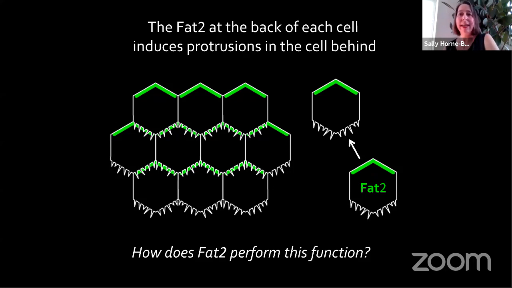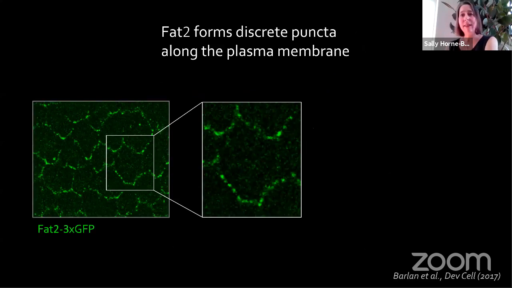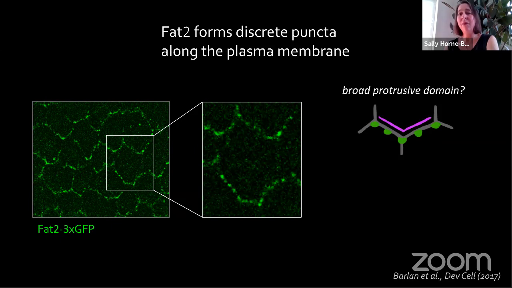Now, we're obviously interested in how FAT2 performs this function. So far, I've been showing you FAT2 as a broad chevron at the back of the cell. And in fact, that's not really what FAT2 looks like. If we look at endogenously tagged FAT2 within the tissue, what we see is that FAT2 actually forms these discrete clusters within that trailing plasma membrane. And we were really curious how this clustered organization could induce cell protrusive activity. Now, one possibility is that you take the signals coming from all of these clusters and integrate them across the leading edge of the cell behind to produce a broad protrusive domain.